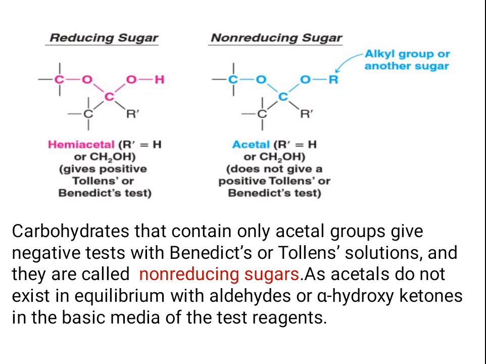Carbohydrates that contain only acetal groups give negative test with Benedict's or Tollens solution, and they are called non-reducing sugars, as acetals do not exist in equilibrium with aldehydes or alpha hydroxy ketones in the basic media of the test reagents.